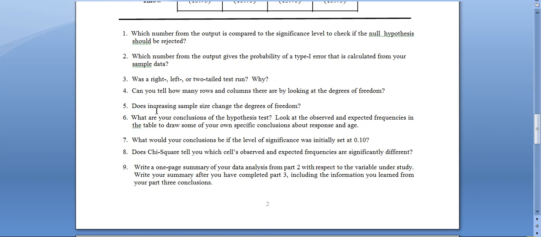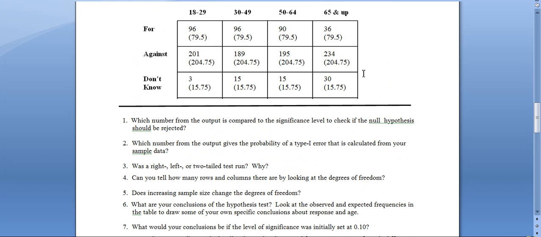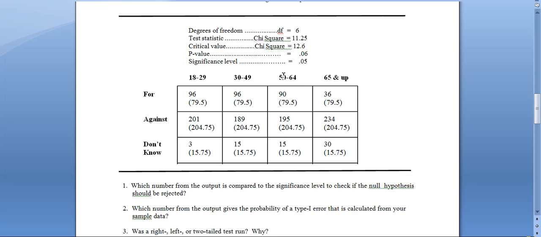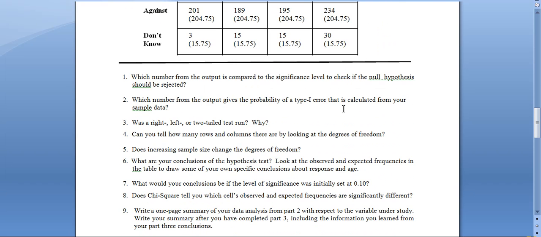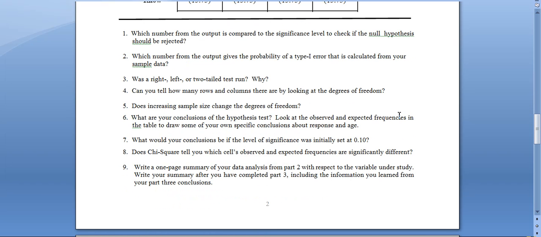Now some of these are in your book. For example, does increasing sample size change the degrees of freedom? And the answer to that is no. Chi-square degrees of freedom is not affected by sample size, but by the size of the table. So this is a 3x4 table. That means 2 times 3, or 6 degrees of freedom. So row minus 1 times column minus 1.